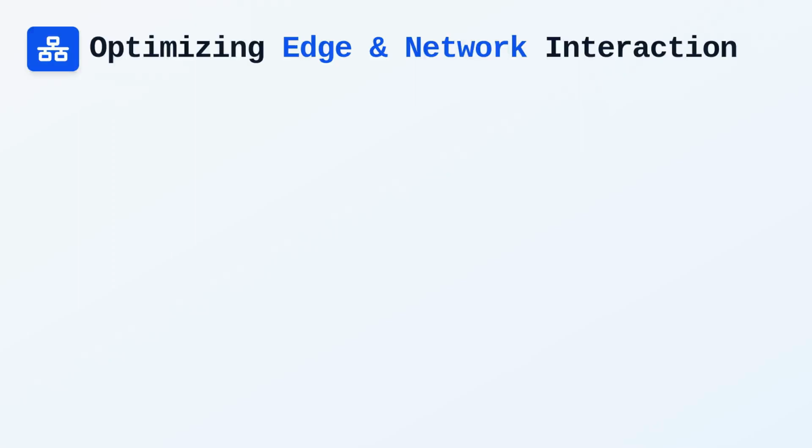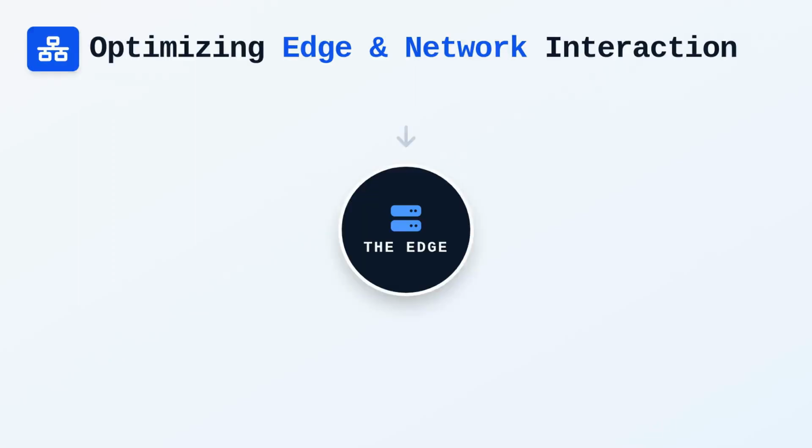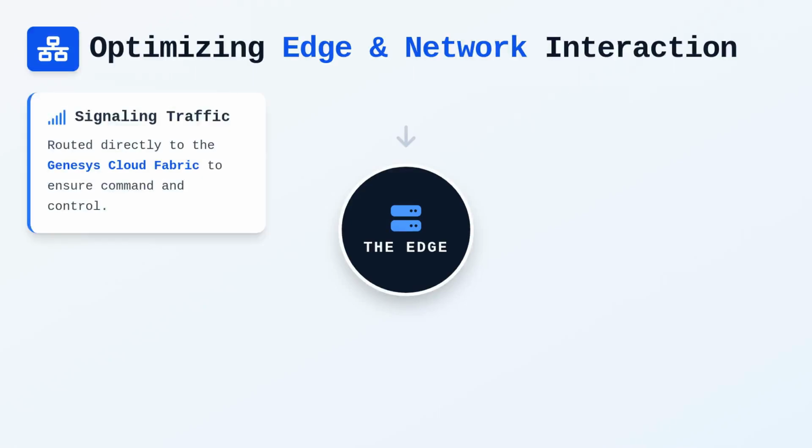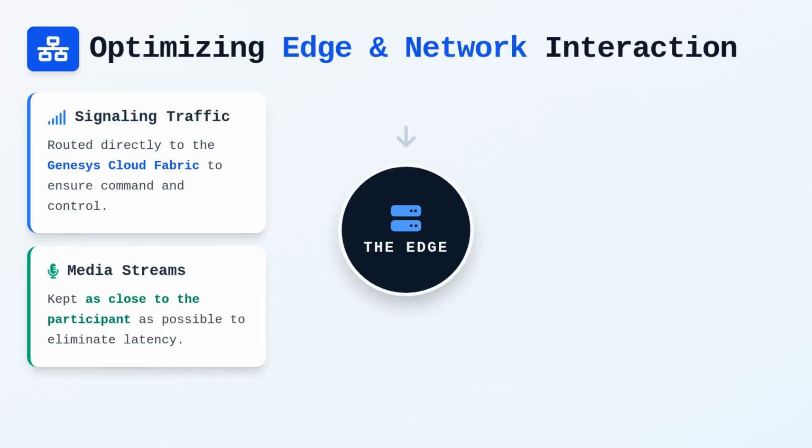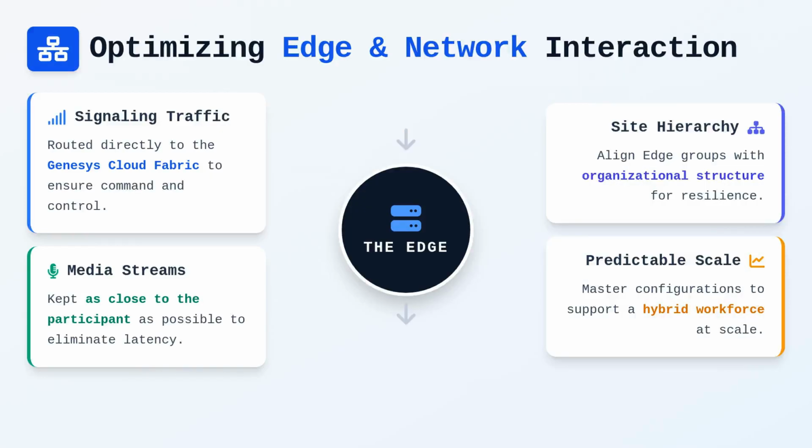As you evaluate your design, always think about the interaction between the edge and the overall network infrastructure. A robust design ensures that signaling traffic reaches the Genesys Cloud fabric while the media stays as close to the participant as possible. This approach provides the flexibility needed to support a hybrid workforce while maintaining the strict quality standards required for voice operations. Properly aligning your edge groups with your organizational site hierarchy is the key to maintaining a performant and resilient telephony environment.